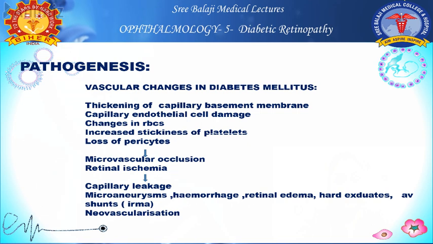The retinal ischemia further progresses into capillary leakage. So the signs that we see in the fundus would be microaneurysm, hemorrhage, retinal edema, hard exudates, AV shunts, that is also called as intraretinal microvascular abnormalities, and neovascularization.